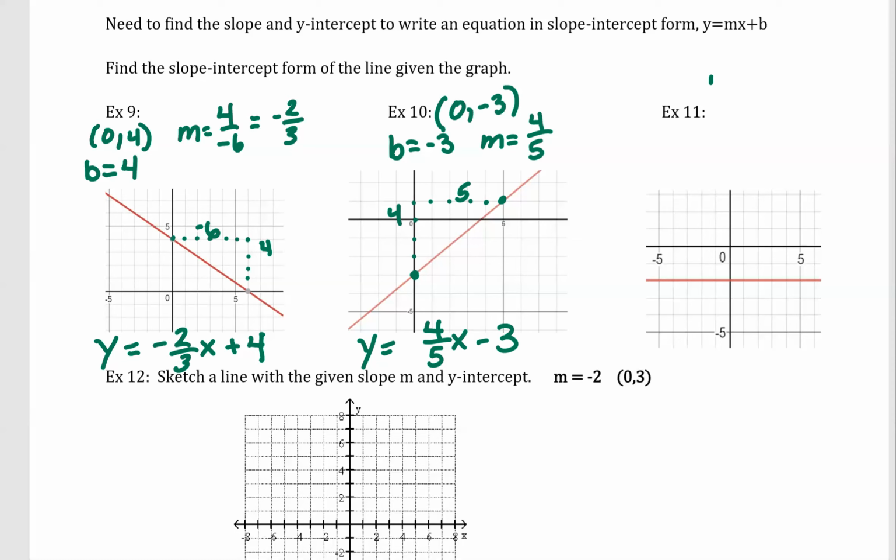Example number 11. Hopefully we're thinking horizontal line has a slope of 0. And the equation of the line is y equals whatever it goes through on the y-axis. And in this case, that would be -2.